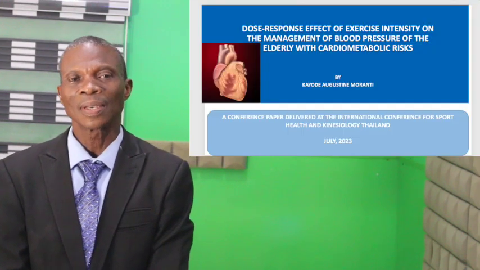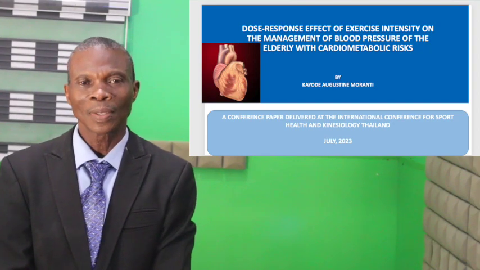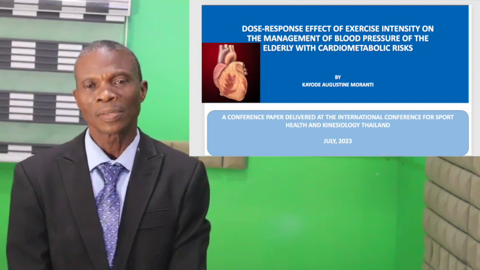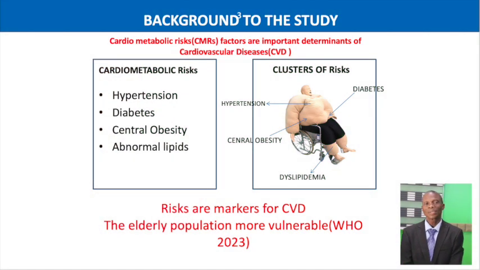I'll be delivering a paper titled Dose Response Effect of Exercise Intensity on the Management of Blood Pressure of the Elderly with Cardiometabolic Risk. Cardiometabolic risks are important determinants of cardiovascular diseases, and these risk factors: high blood pressure, high blood glucose, central obesity, dyslipidemia can cluster around an individual. And if these risk factors are not properly managed, they can lead to stroke, heart attack, and other health complications.